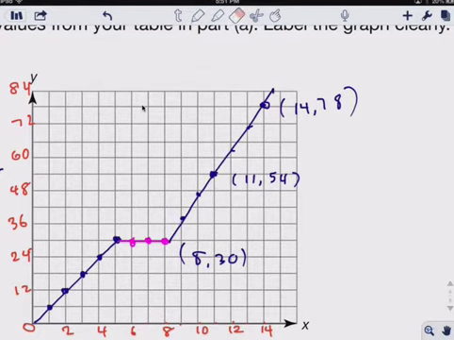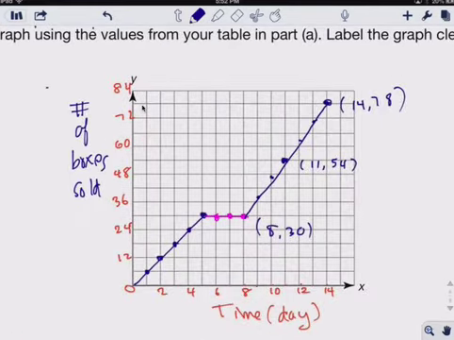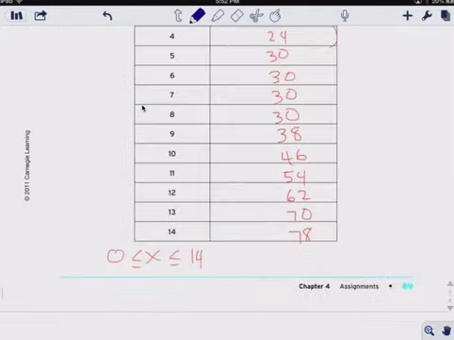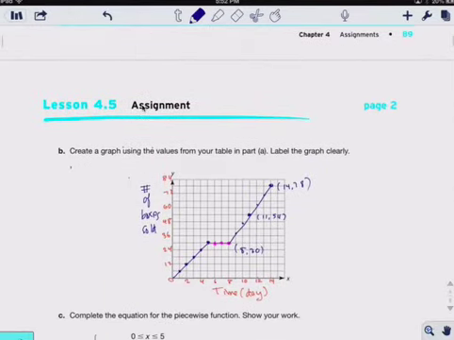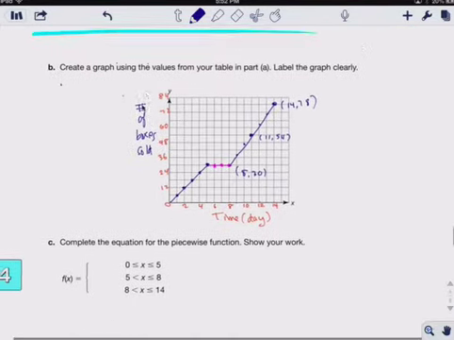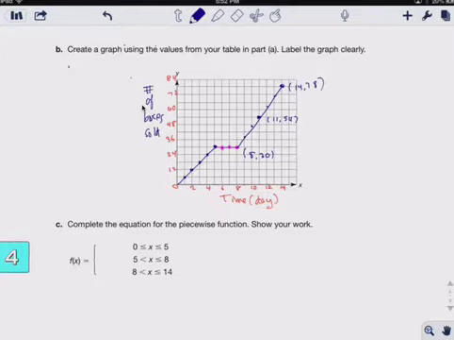Oops, we can't go on. The dots stopped there because she stopped selling. She sold 78 boxes. Oh, did we label? Yep, she sold 78 boxes of, what did she sell? Cookies. Okay, that's the graph. Now the fun part begins.